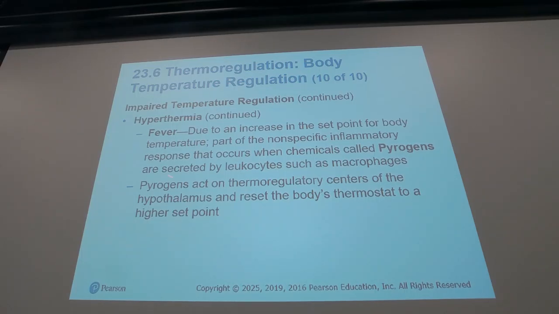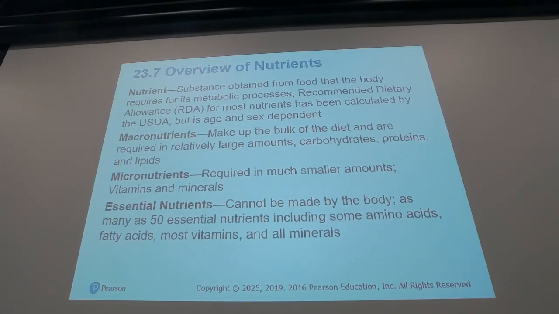Fever is due to an increased set point in the temperature center in our hypothalamus, and this can result from the release of pyrogens, which can be of different kinds, like prostaglandins. It can be arachidonic acid. It can be tumor necrosis factor, especially if the person has an infection. So that sets the body temperature at a higher point. So that's thermoregulation. Do you have any questions?